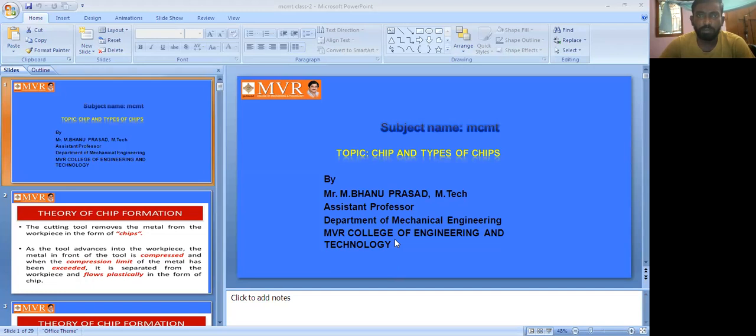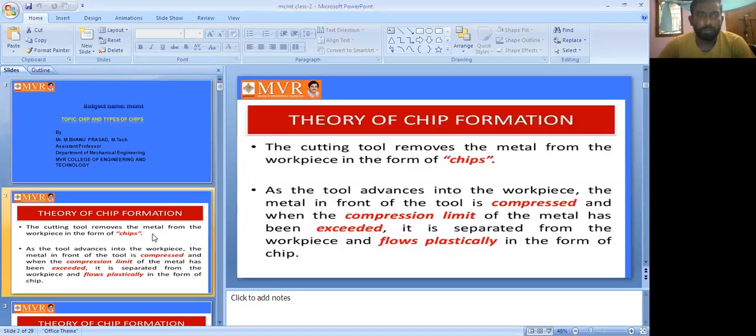Today we will discuss the definition of chip and types of chips. Next is the theory of chip formation. These are the three topics we are learning today. Let us go to the first one, theory of chip formation.